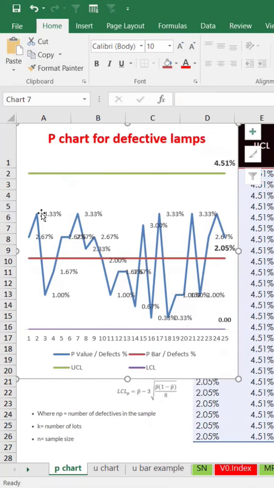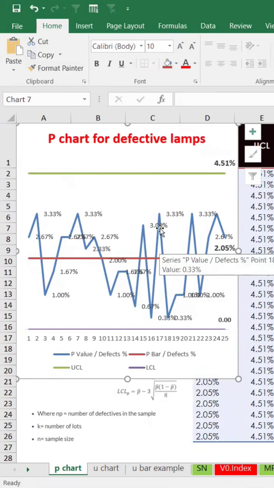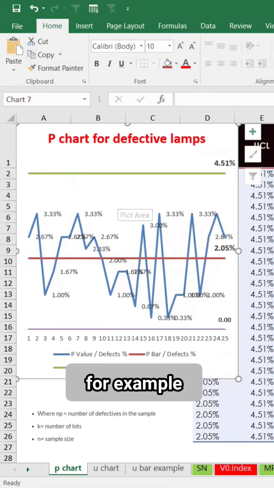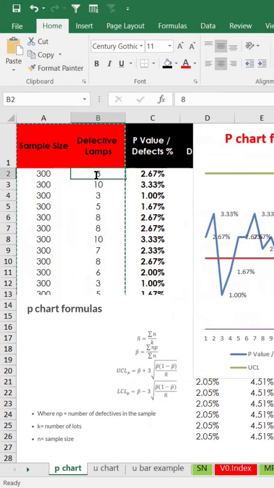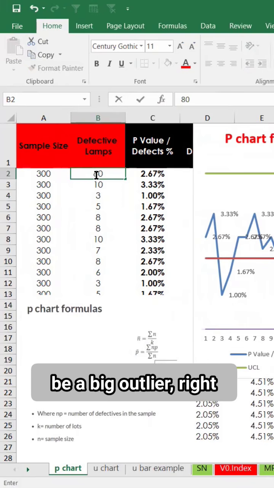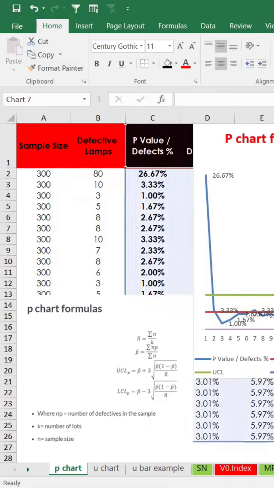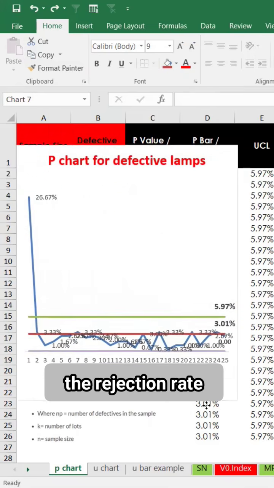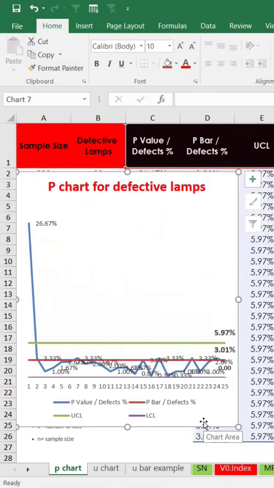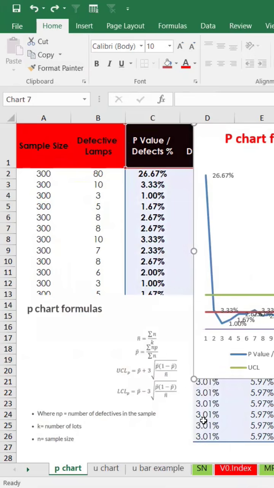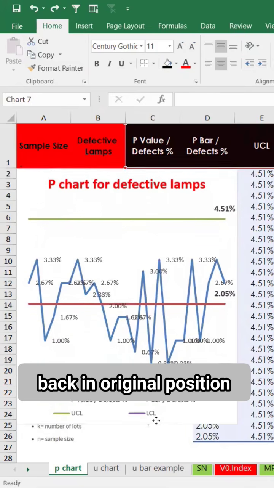And then this is the value. As you can see, the process is well within the limit. There is no outlier. If at all any outlier is found, for example, let's say I'm artificially changing this value 88 to 80. Of course, this is going to be a big outlier. You can see that this is a very, very big outlier. All of a sudden, the rejection rate has increased to 26 or 27 percent. This is an outlier. But now I'm undoing it, and keeping it back in the original position.